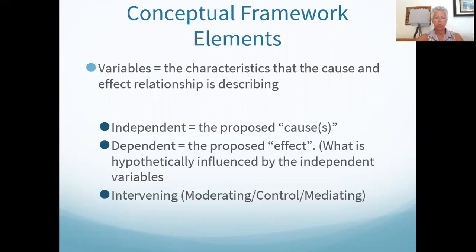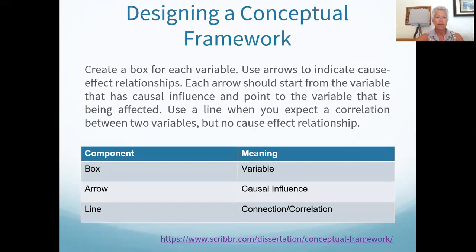If you are going to reference these or look at these, you need to make sure that your data that you're collecting is also addressing them. If you're not collecting data on it, you don't include them in your framework. All right, so in terms of the graphical representation, these are the components that you use. A variable is indicated with a box, a causal influence with an arrow, and a line if you believe that there is a relationship between the 2, but one does not necessarily cause the other.